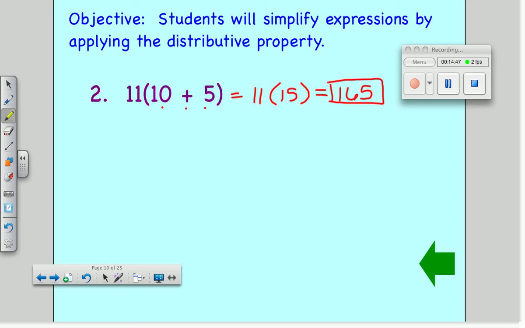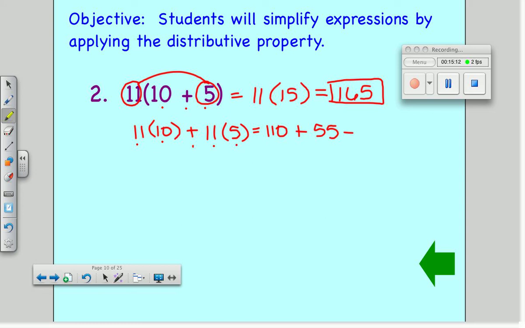Now let's do the other way and see what we get. We're going to multiply 11 times 10 plus, what else do we multiply 11 by? 5. 11 times 5 equals. So 11 times 10 is 110, plus 11 times 5 is 55. 110 plus 55 is 165. Perfect, same answer.